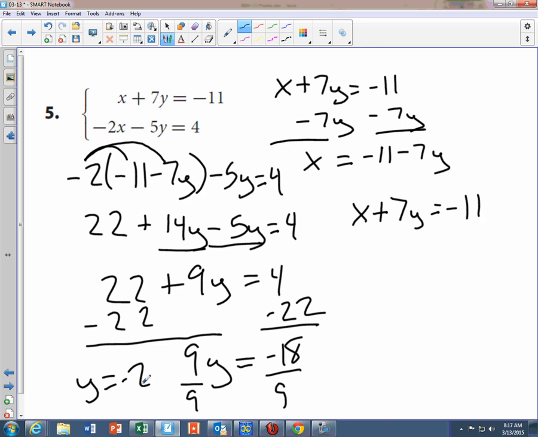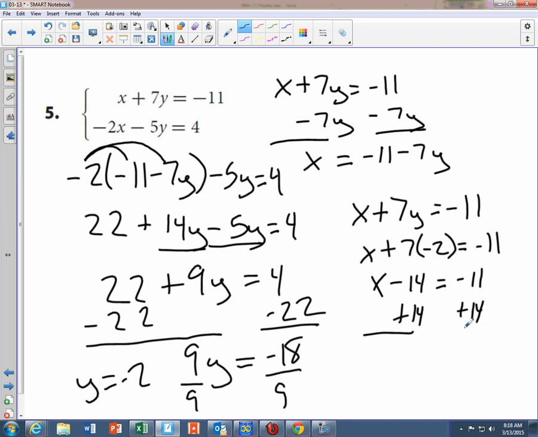But where will that negative 2 go? Class, where will that negative 2 go? In for y. X plus 7 times negative 2 equals negative 11. Well, what's 7 times negative 2? Negative 14. Kaylee, how do I solve that? Add 14 to both sides. And x equals 3.